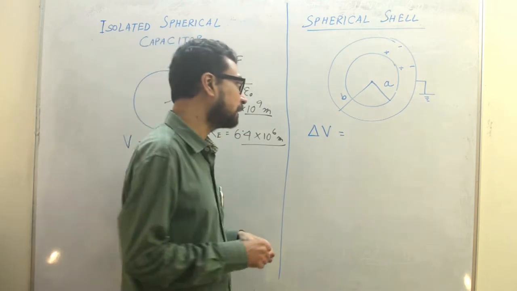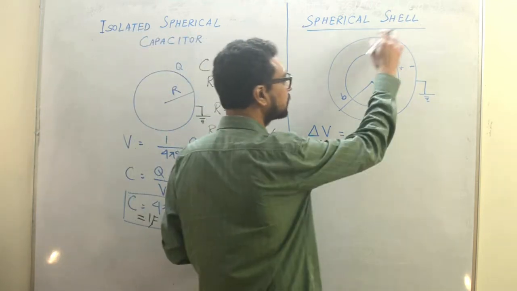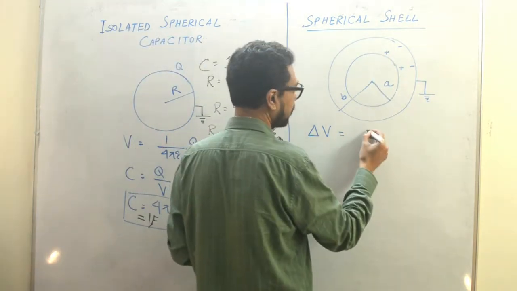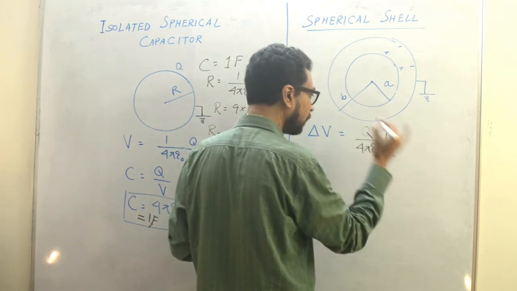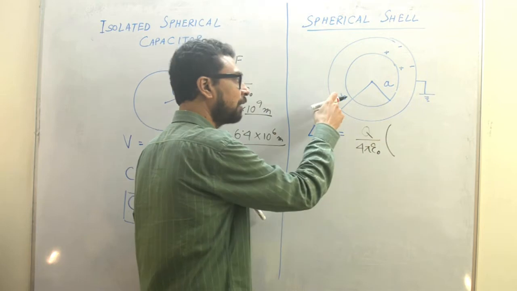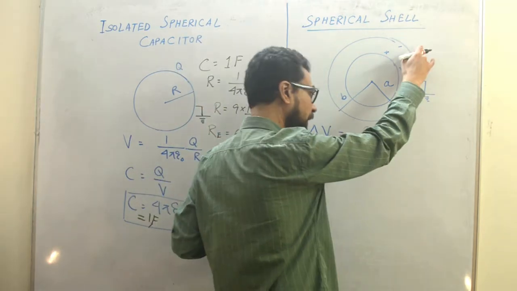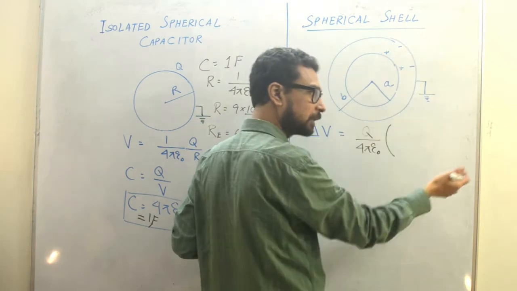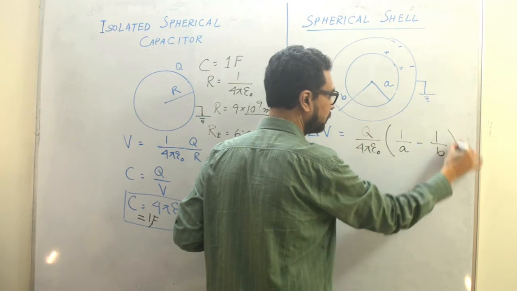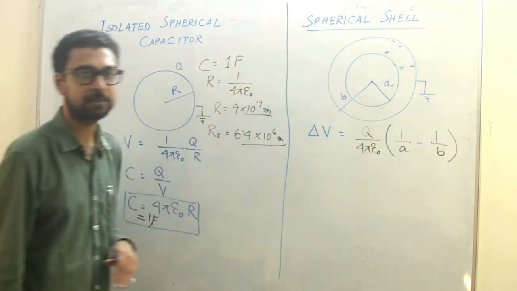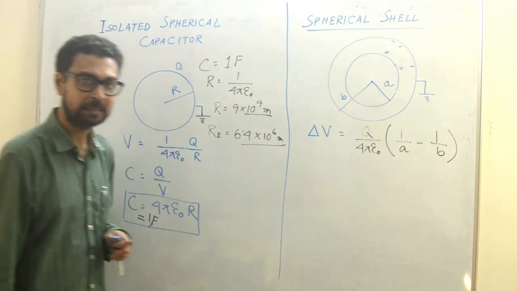Understand? So del V, the change in potential: if the total charge is Q, then Q by 4 pi epsilon naught I can take common. B is more, so the potential will be lesser, and eventually it is having a negative, so it will be on the negative side. So I'll write 1 by A minus 1 by B. So this is the expression of the potential difference that will occur in this kind of spherical shell.